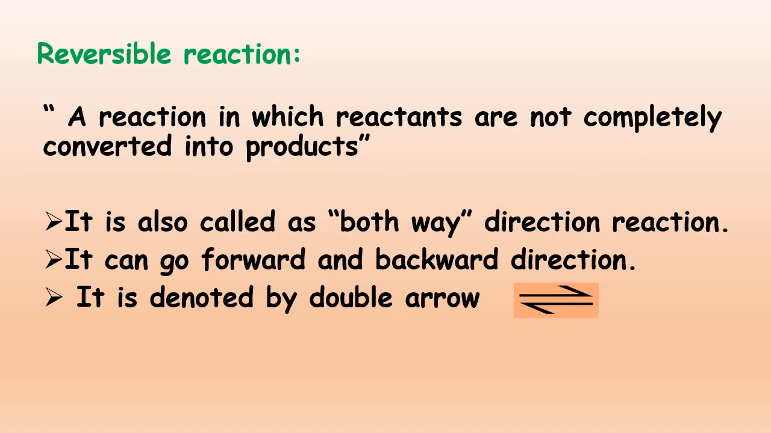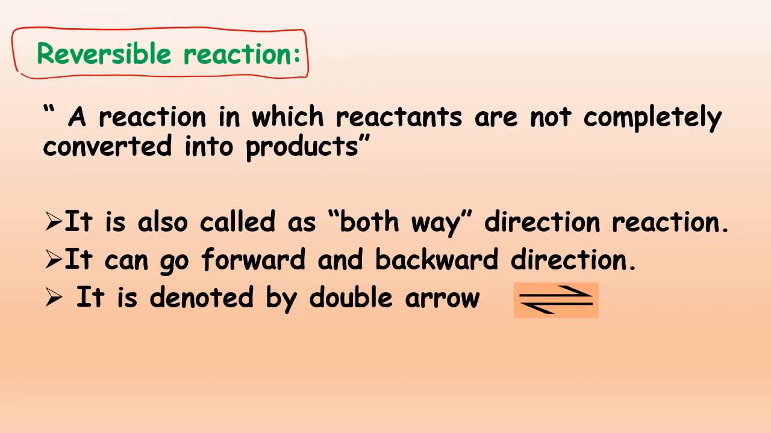Now first of all, what do you mean by the reversible reaction? A reversible reaction is one in which reactants are not completely converted into products, right? There are some unreacted reactants remaining on the product side. So this is called the reversible reaction, and these are the three important points related to it.